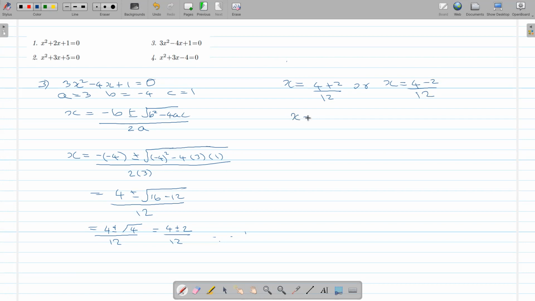So x equals 6 over 12, or x equals 2 over 12. So this is half, or x equals 1 over 6. Okay, any questions? Any questions?